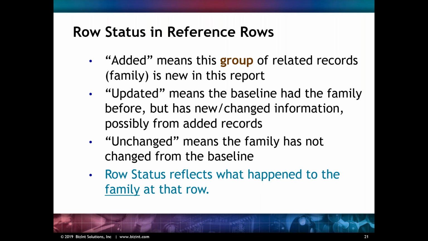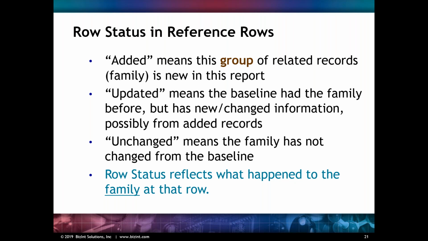So the row status column in reference rows, when we're grouping together like this by family, is actually telling you across all of these databases, across all of these records, is this really a new family? Is this really a changed family? If it says added coming out of reference rows, then all of the records in your report were new. This really was a new record, a new family compared to your baseline report.